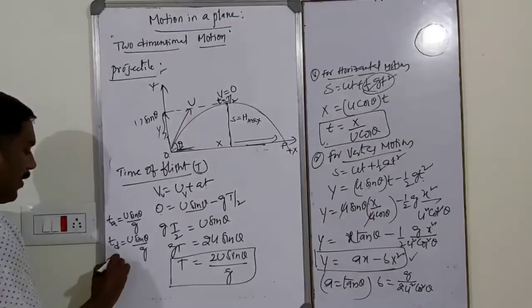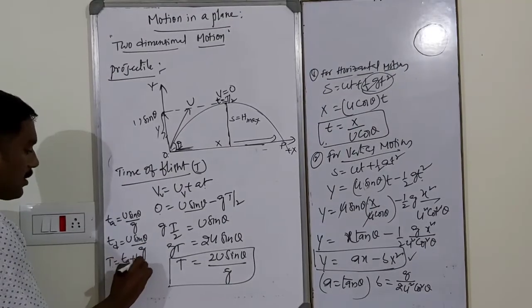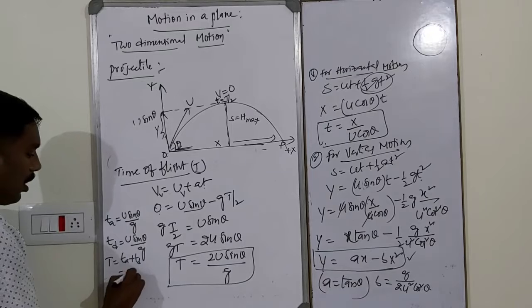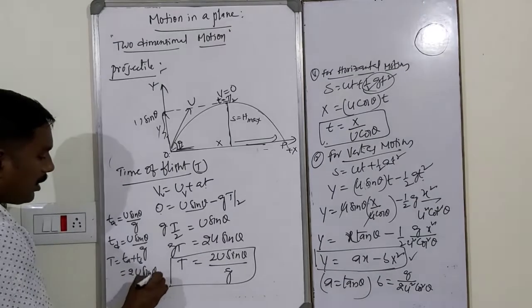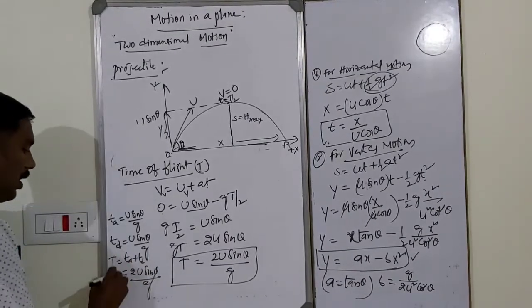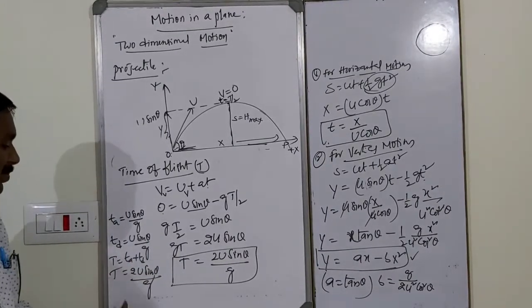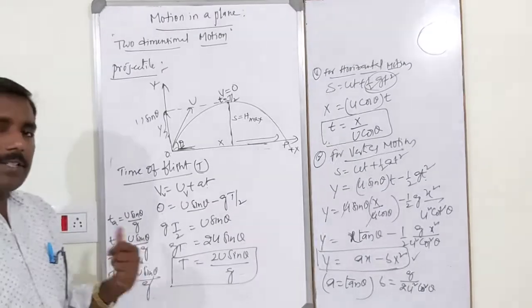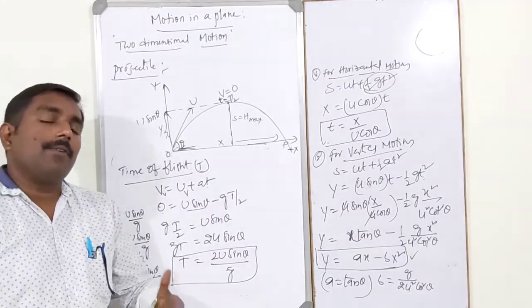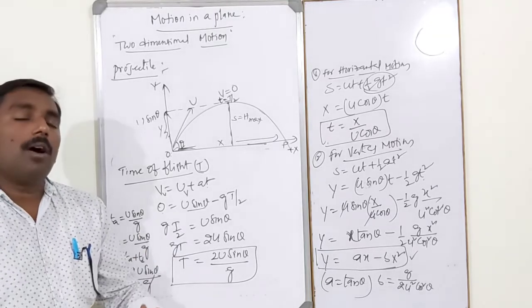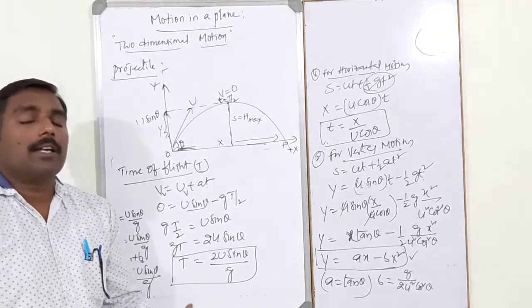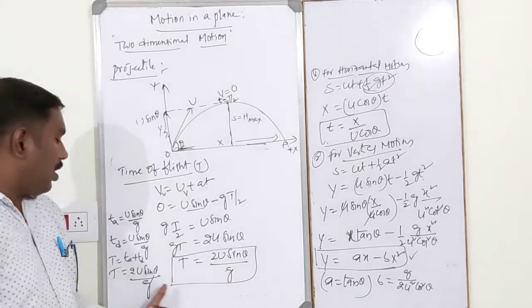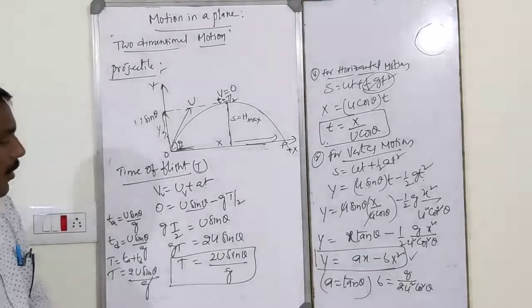So then time of flight is TA plus TD. Total: 2u sin theta by g. So this is the time of flight. The sum of time of ascent of projectile and time of descent of projectile is called time of flight.